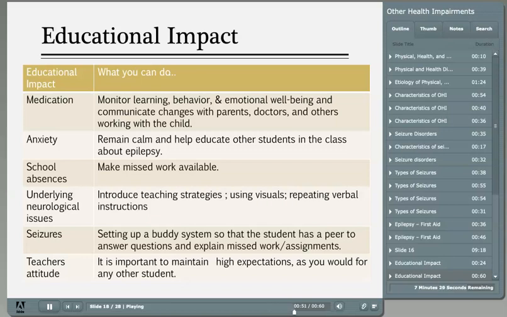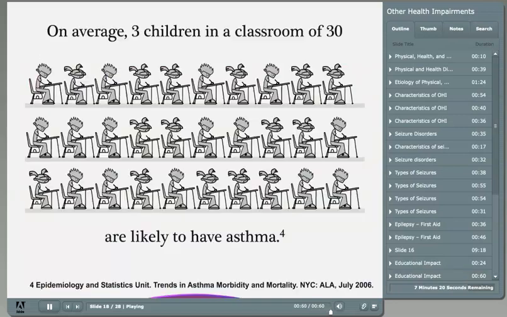Lastly, it is important to remember that individuals with epilepsy have the same range of intelligence as their peers. Teachers should strive to maintain high expectations.